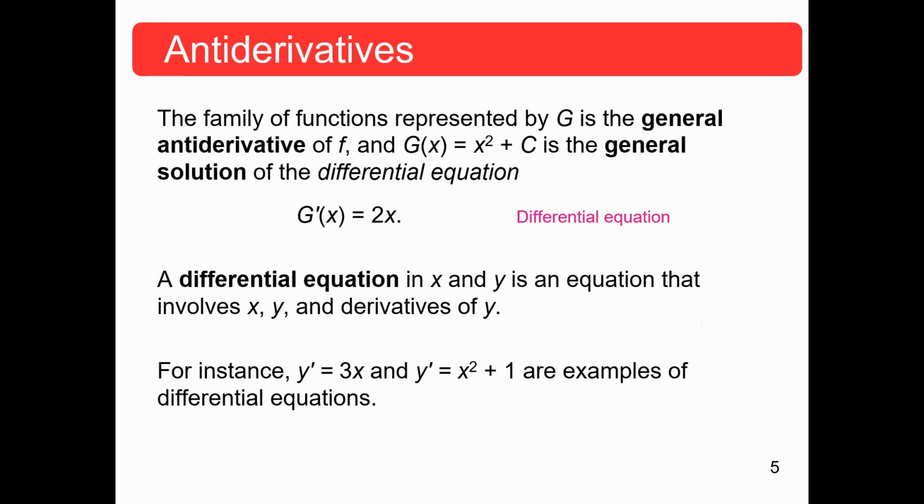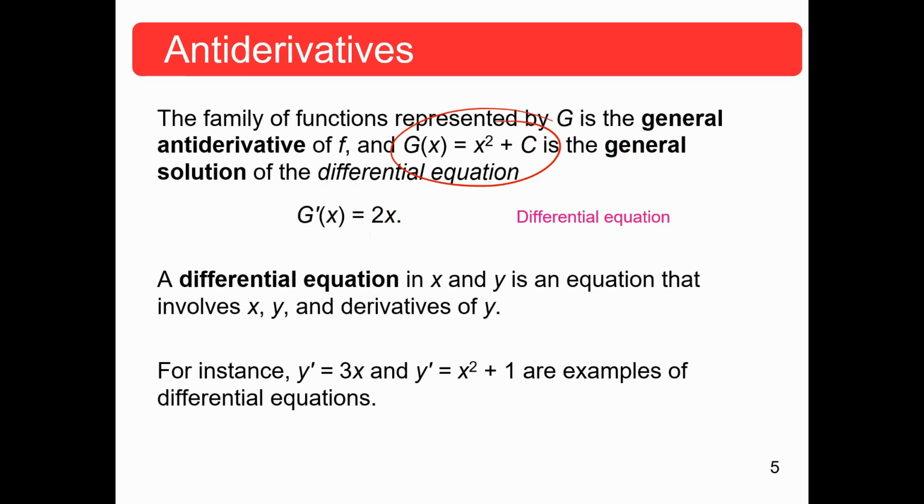Now the family of all these functions is called the general antiderivative of f, and G of x is the general solution. When we have that plus c, that's called the general solution of the differential equation G prime equals 2x. So if I'm given that the derivative equals this, I want to look for the big G, and I know it's going to be in this form, and this is called the general solution. Now, this is called a differential equation because it is basically in a derivative form. We're saying that some derivative equals something. This is all differential equations are.